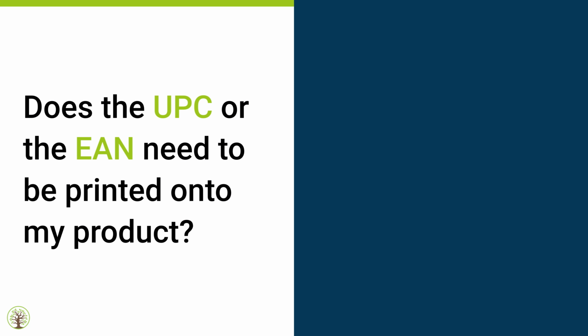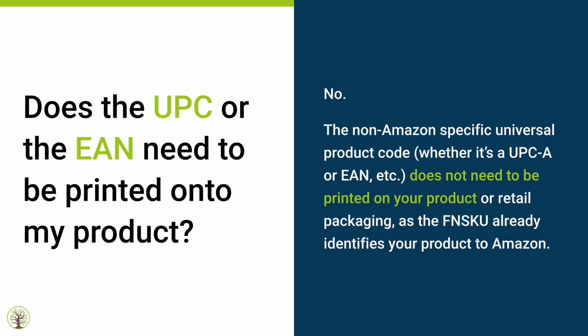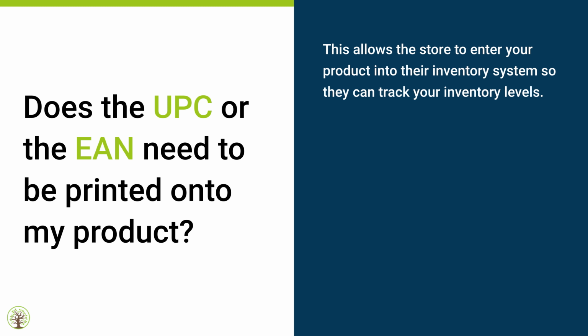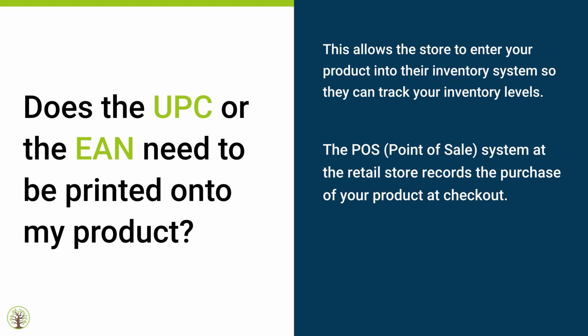Question, does the UPC or the EAN need to be printed onto my product? No, it does not, as I mentioned before, unless it's going into a physical retail store. However, if you're selling at Walmart or Home Depot or Kroger's or other cool places, then yes, you will need it printed on there and you can work that out with your manufacturer. This allows the store to enter the product into their inventory system so they can track your inventory levels. The point of sale system at the retail store records the purchase of your product at checkout. And this creates a seamless experience for the customer so they can just scan it and they move on with their day.